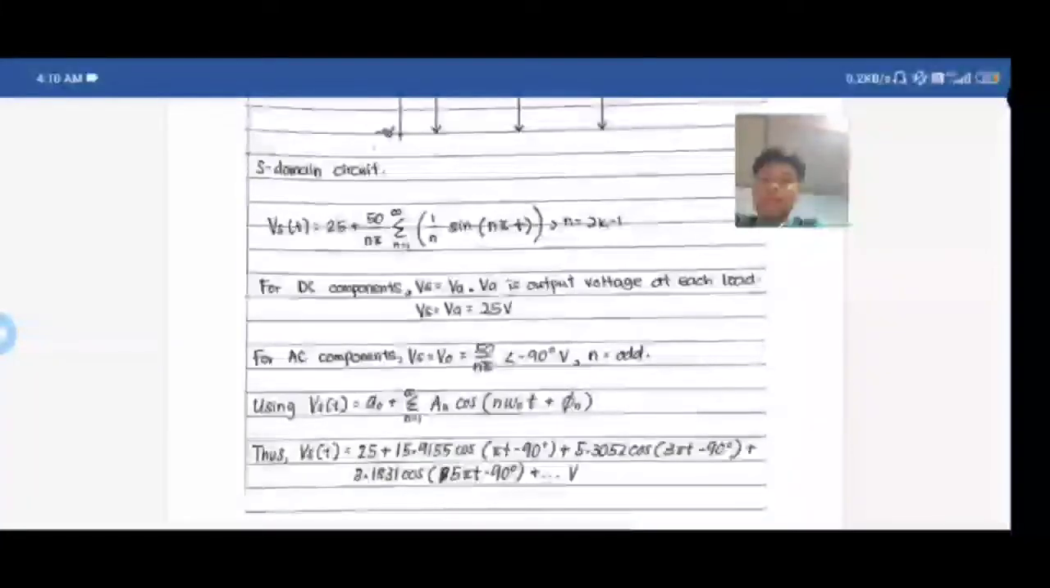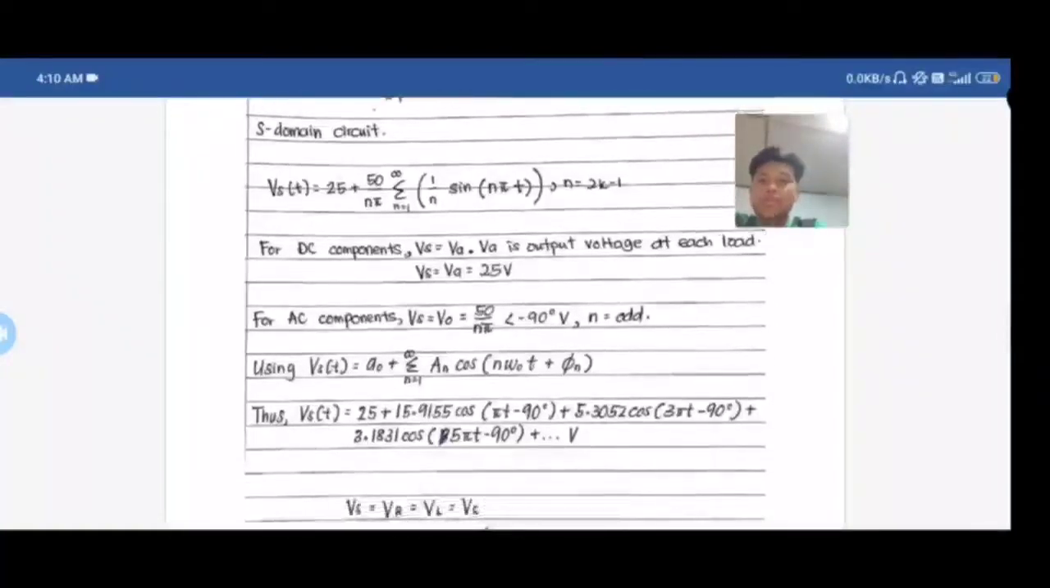25 plus 50 over n pi, 1 over n, sine n pi t, where n is equal to 2k minus 1. So for the DC components, Vs equal to Va multiplied by Va, so this is the output voltage at each load. So Vs is equal to Va, which is the 25 volt.